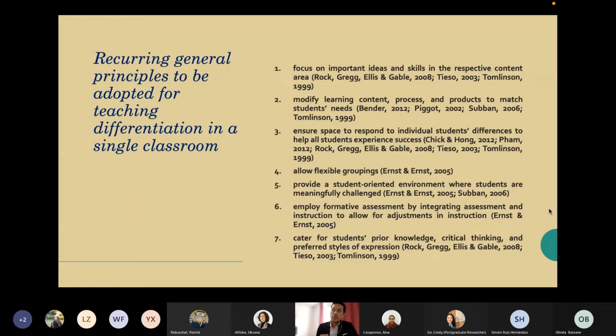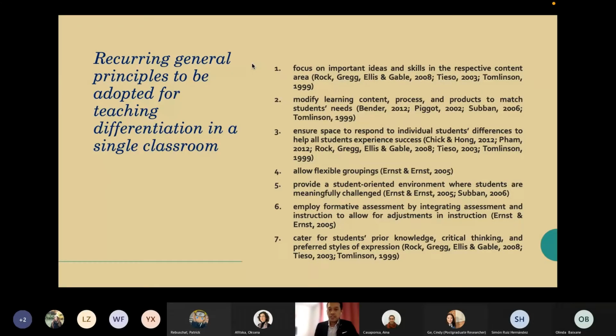But in addition to adhering to Tomlinson's definition of DI, I have also synthesized these principles from scholars in the field. If you look at this list, I designed a self-developed checklist for differentiated instruction before it was validated by educational experts. And this checklist was used by teachers to verify if the lessons during the intervention period were indeed differentiated.